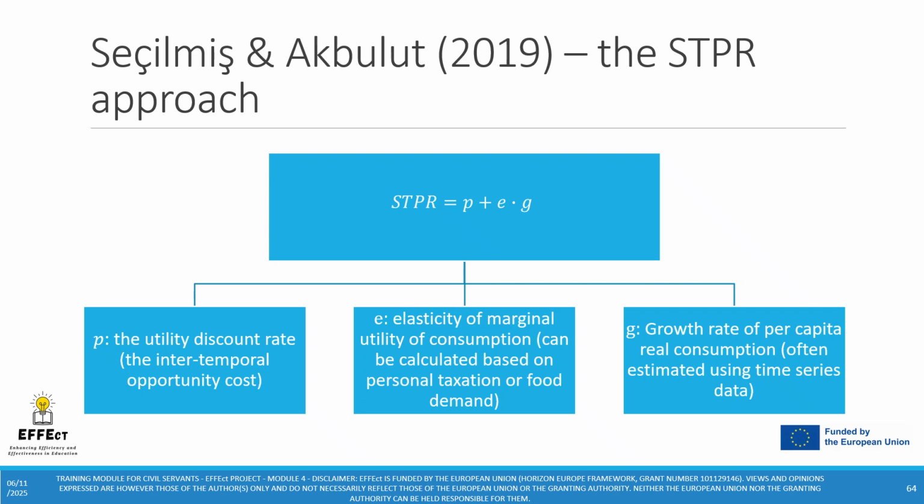Thus, they define the STPR, which can be seen as an approximation of the social discount rate. Here, P is the utility discount rate, meaning the intertemporal opportunity cost. E is the elasticity of marginal utility of consumption, which can be calculated based on personal taxation of food demand. And G is the growth rate of per capita real consumption, which is often estimated using time series data.